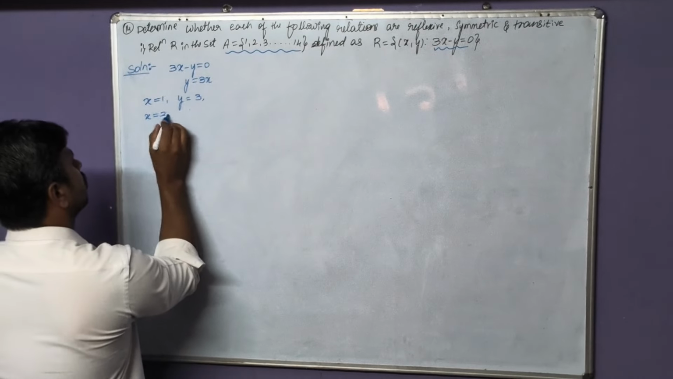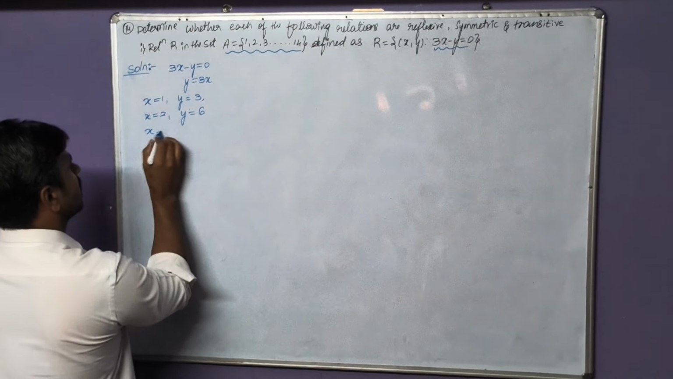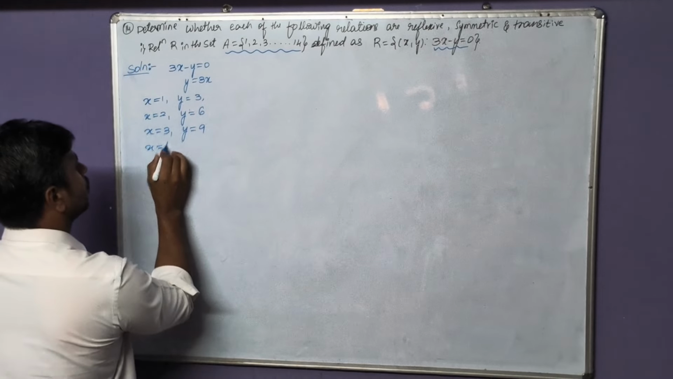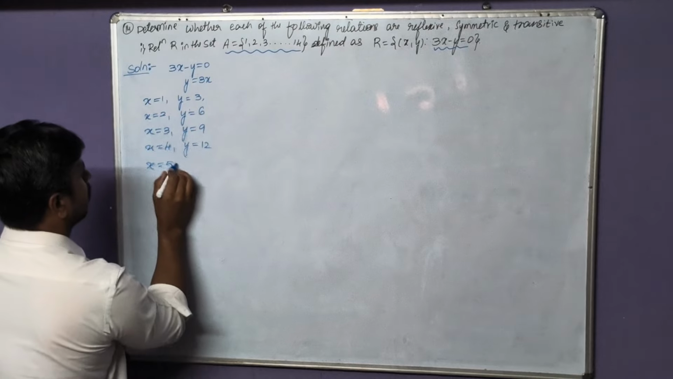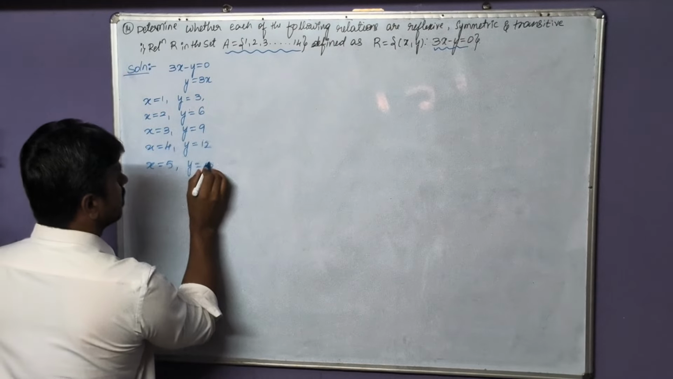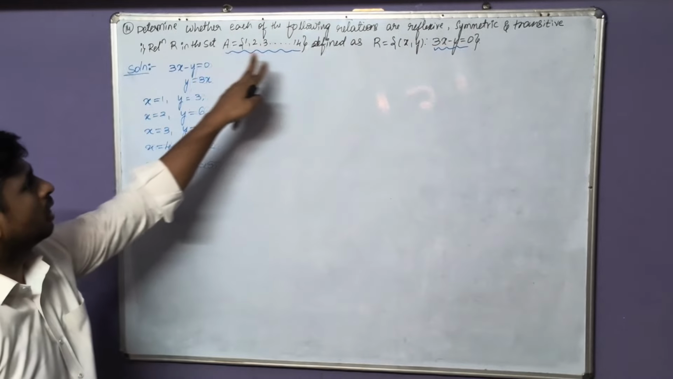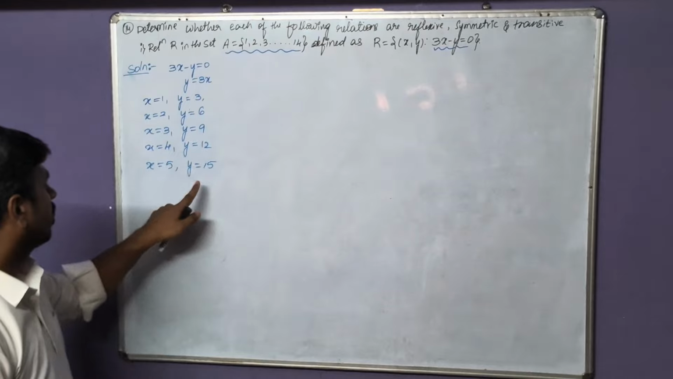When x is equal to 2, y value will become 3 into 2, which is nothing but 6. When x is equal to 3, y value will become 9. When x is equal to 4, y value will become 12. When x is equal to 5, y value will become 15. See, we don't have 15 here. In the given set A, we don't have 15, which means the elements are only from 1 to 14 is given.